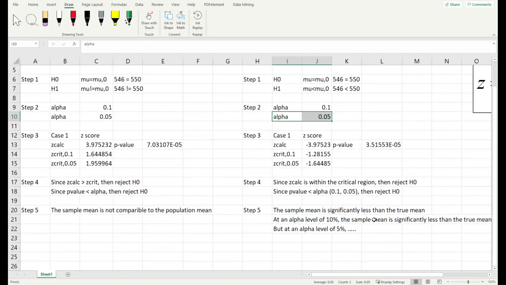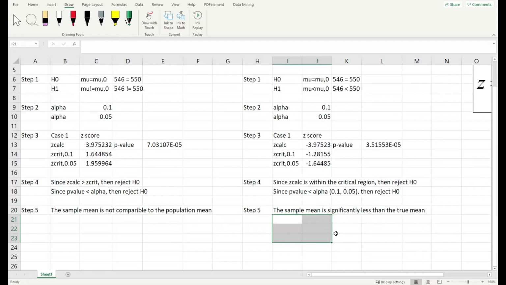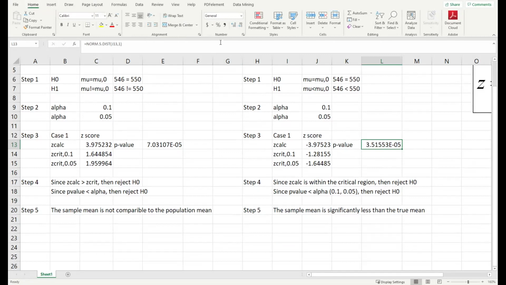Okay? So, maganda din na kaya sinasabi ko kanina na maganda yung p-value approach where we don't look at alpha values kasi pwede natin sabihin dito na at a p-value of 0.0000 whatever percentage, a very small percentage to, no? Almost zero. At a p-value of 0.00035%, we can say that the sample mean is significantly less than the true mean. Okay? Which is a very small value, no?